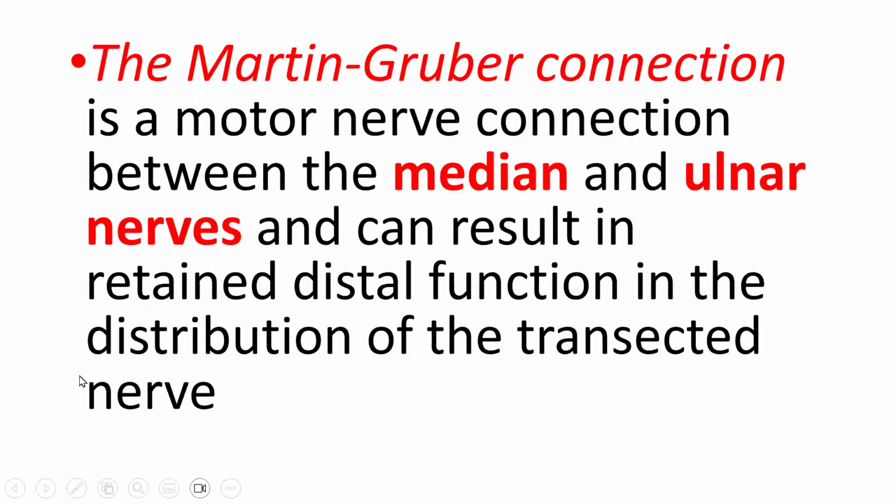The Martin Gruber connection is a major nerve connection between the median and ulnar nerves, and can result in retained distal function in the distribution of the transected nerve.